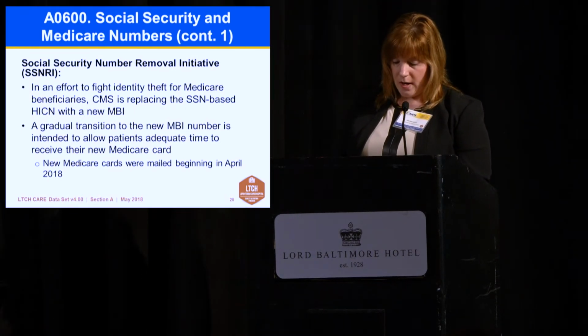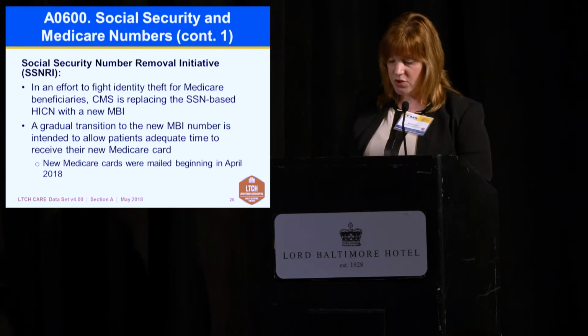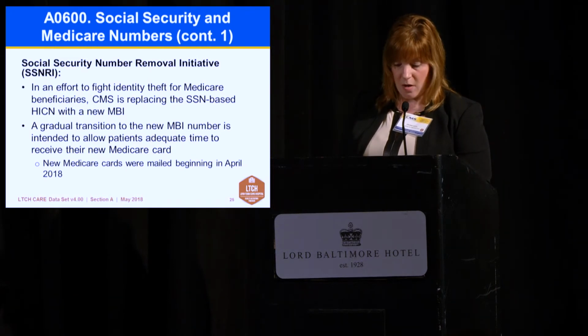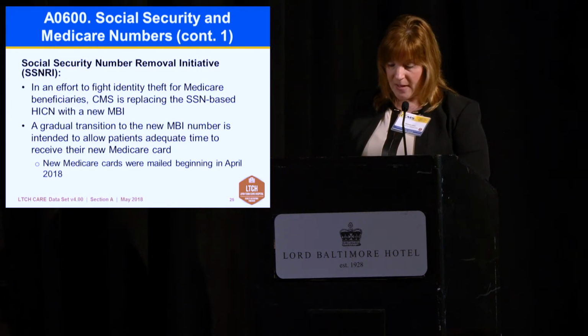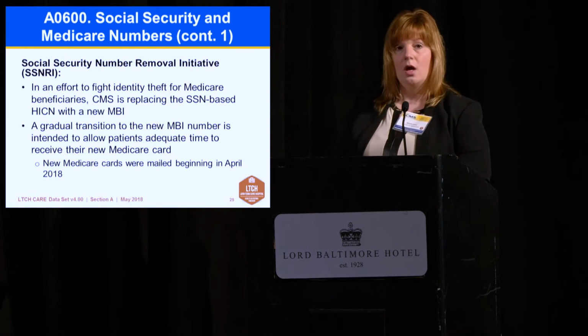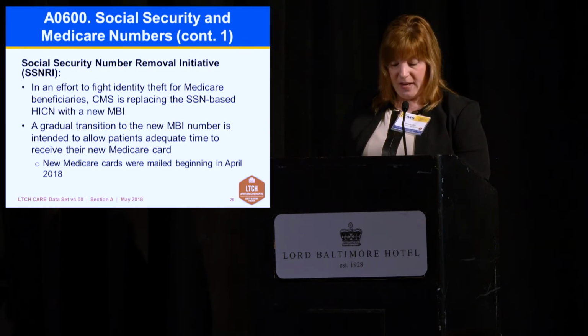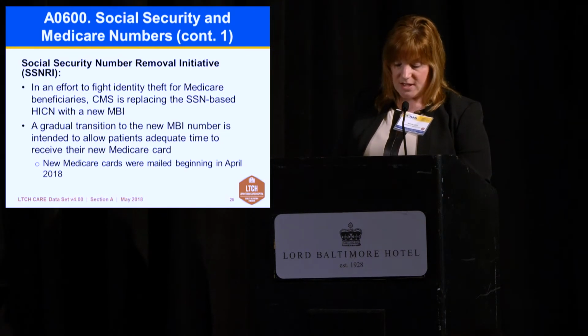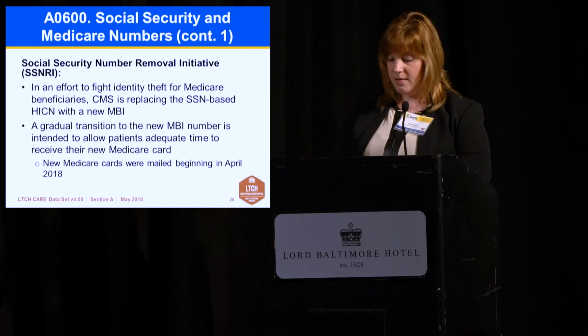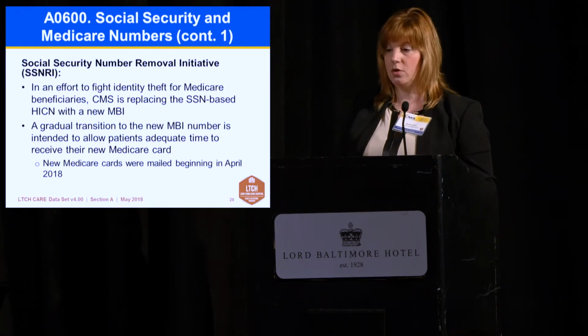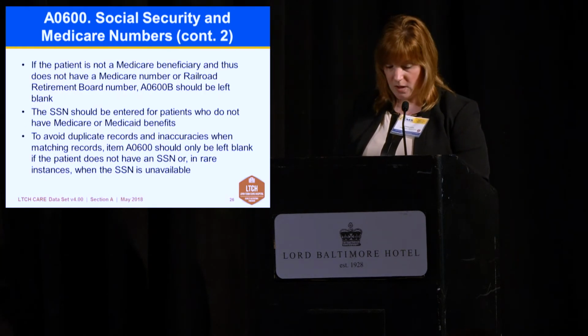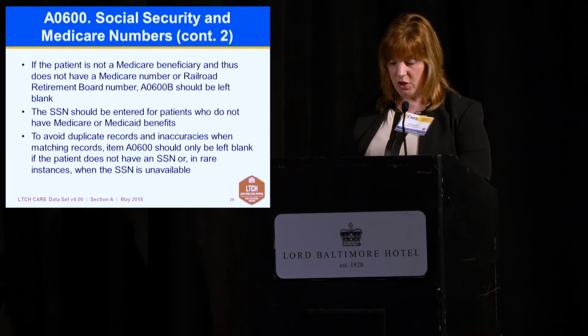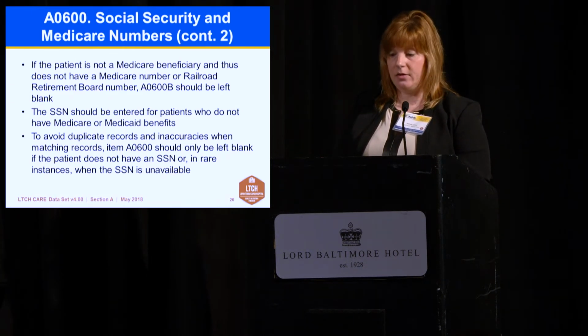As most of you are aware, to deter identity theft, CMS is replacing the Social Security number-based health insurance claim number with a new identifier, Medicare Beneficiary Identifier. The HICN may differ from the patient's Social Security number. The changes to coding for Section A0600 are listed here. This transition impacts how we will submit the data in A0600. If the patient does not have a Social Security number, the item may be left blank.